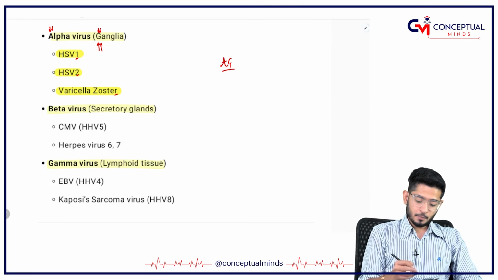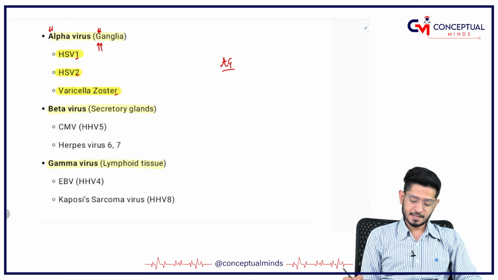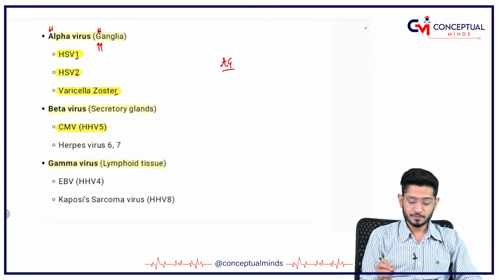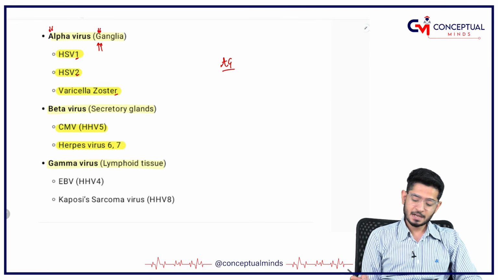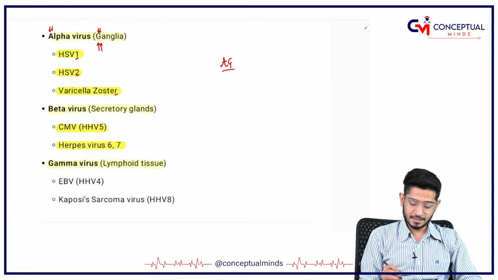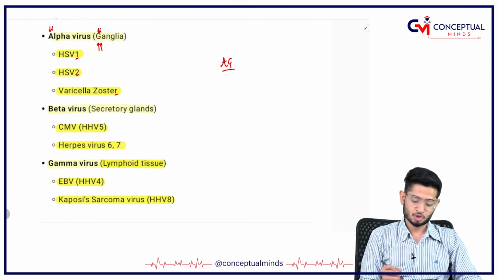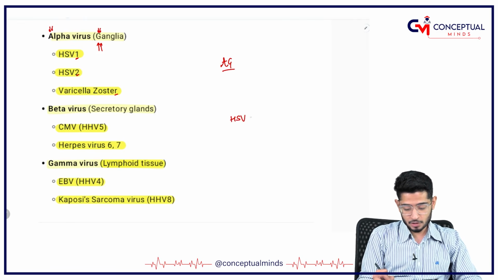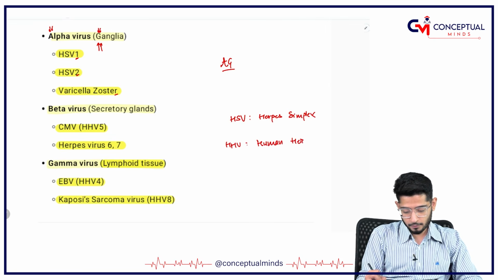Similarly, the beta ones are fond of staying in secretory glands, with examples being CMV, that is HHV-5, and 6 and 7, whereas gamma viruses have latency in lymphoid tissue, and they are Epstein-Barr virus, that is HHV-4, and Kaposi sarcoma, HHV-8. Let me tell you the abbreviations. HSV means herpes simplex virus, HHV means human herpes virus.